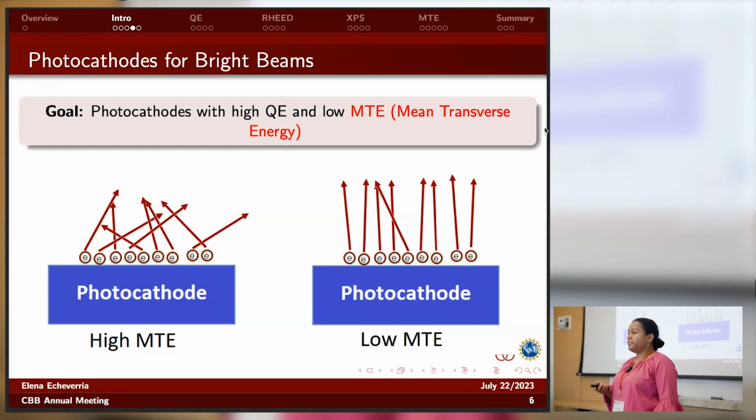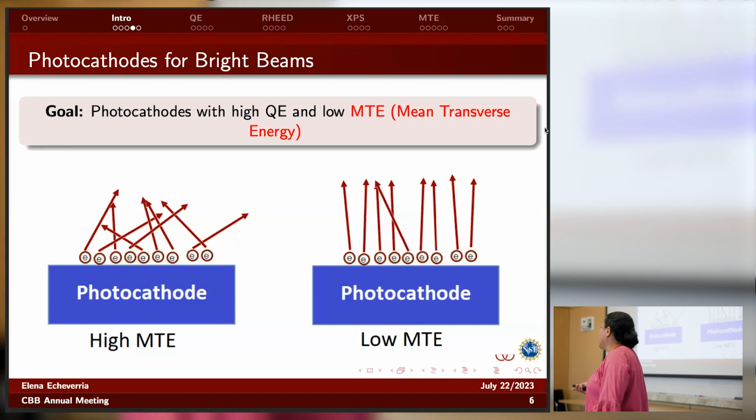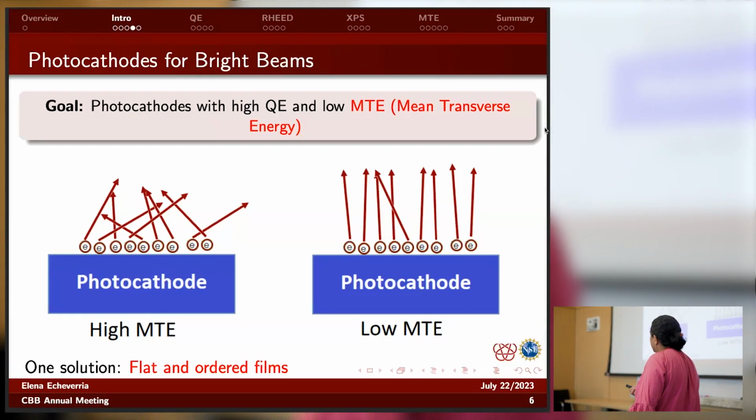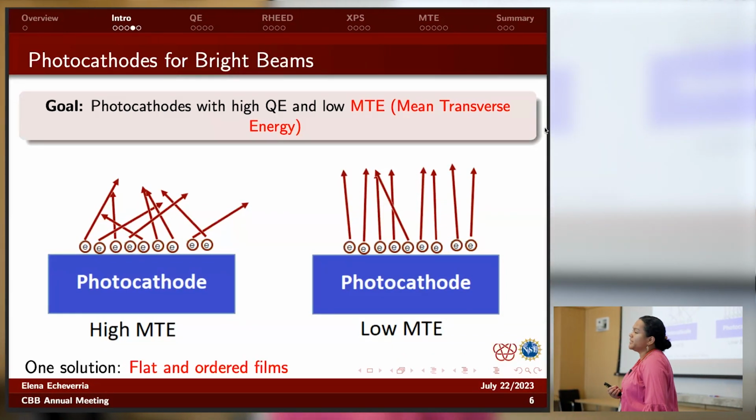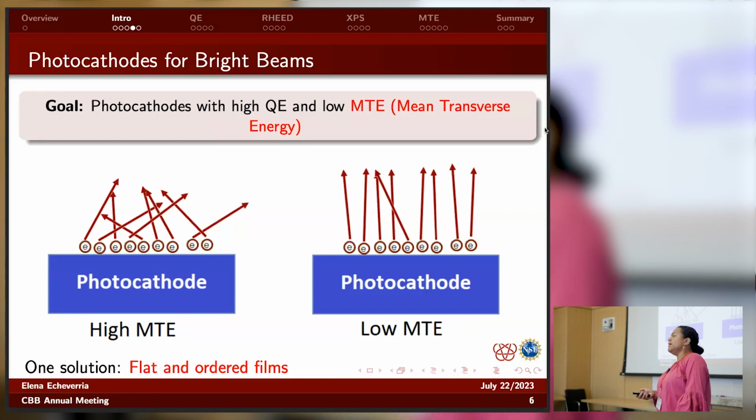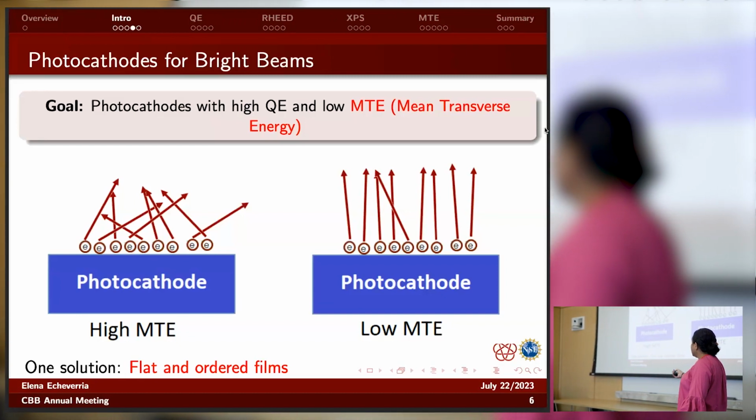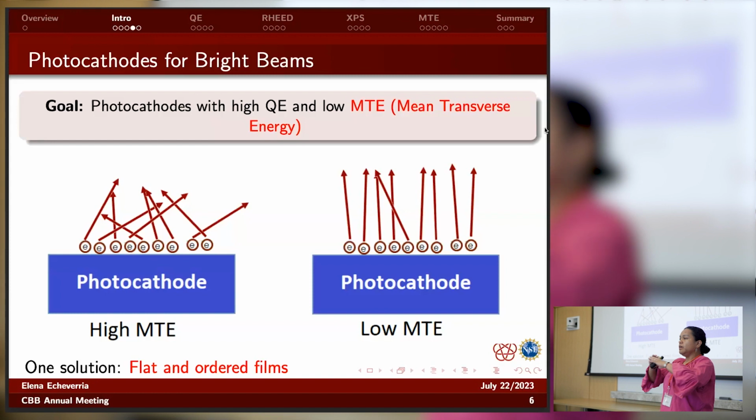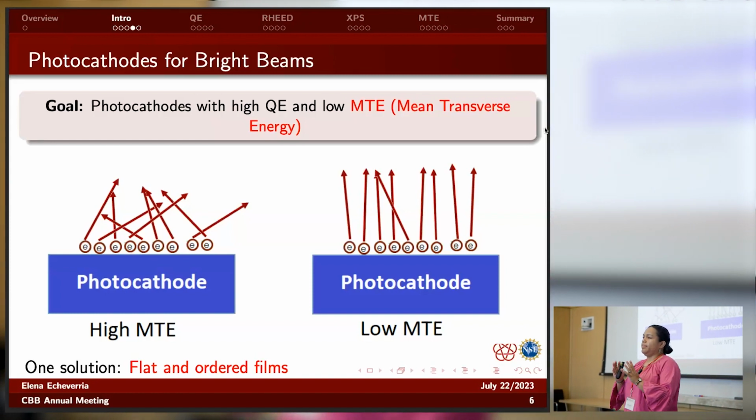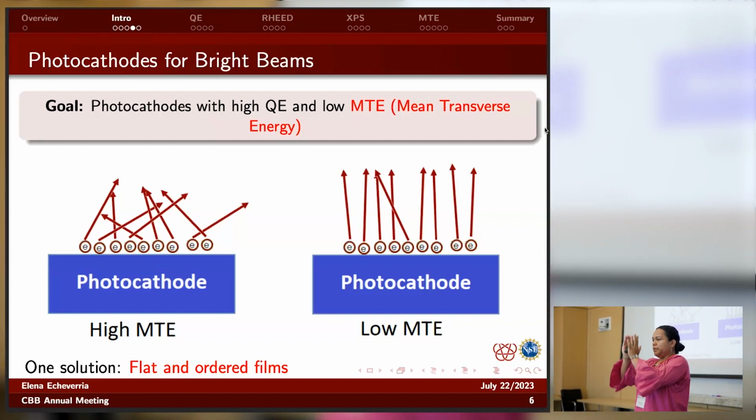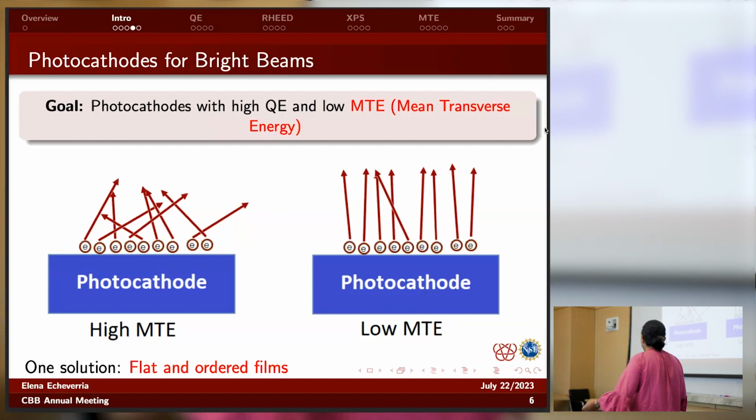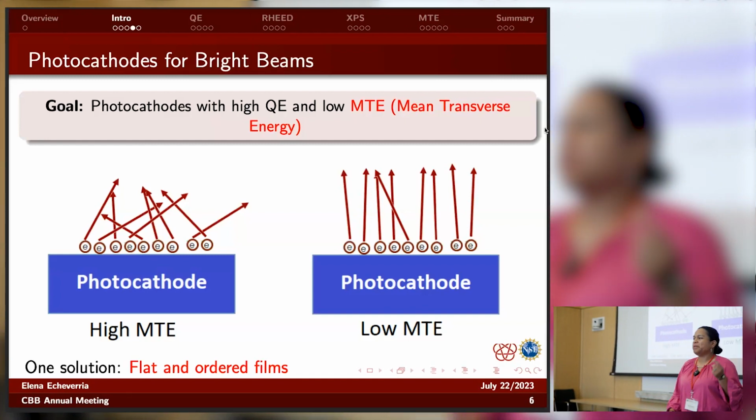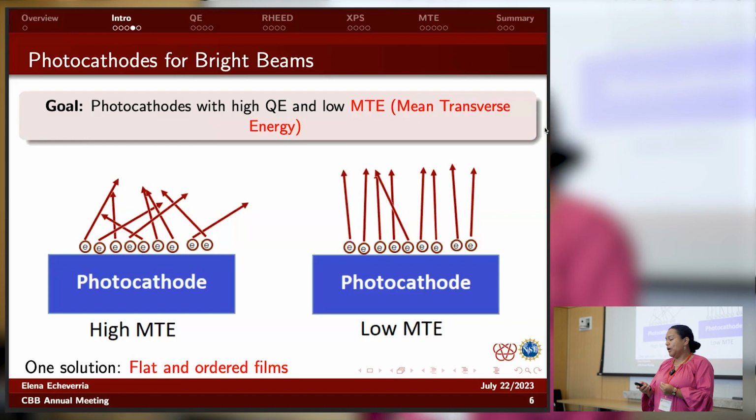How can we achieve low MTE on our photocathodes? Well, one solution is to grow films that are flat and ordered. Okay? The idea behind that is that you won't have too much scattering when the electrons are going out, and therefore the electrons can go perpendicular to the sample. How can we achieve both high quantum efficiency and low MTE?